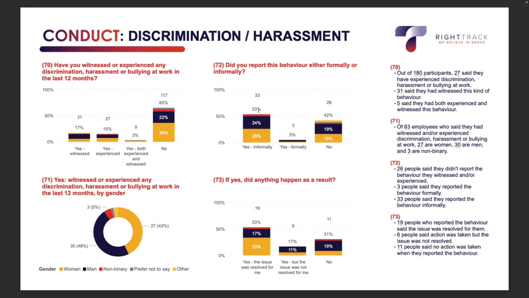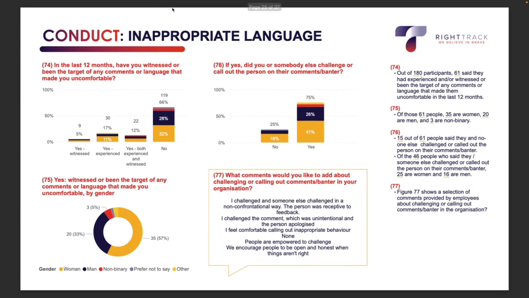So here we can see we've got data on discrimination and harassment. So figure 70 shows those who've experienced or witnessed discrimination, harassment or bullying at work in the last 12 months. We've got figure 71 broken down by gender. We've got figure 72, whether the behaviour was reported either formally or informally, and then 73 shows us whether anything happened as a result.